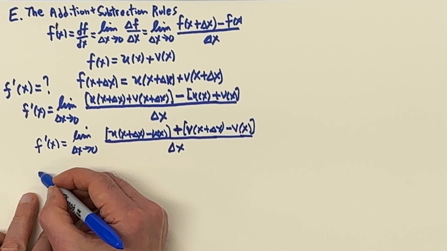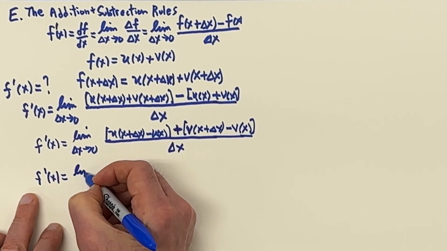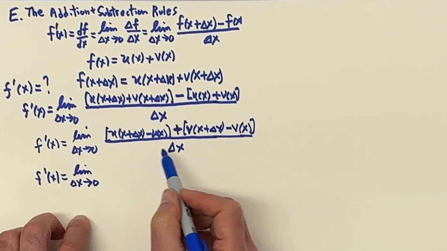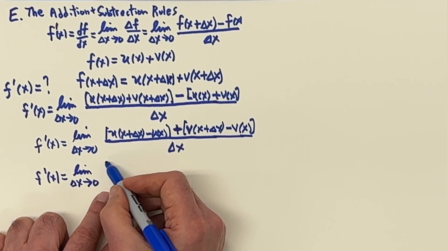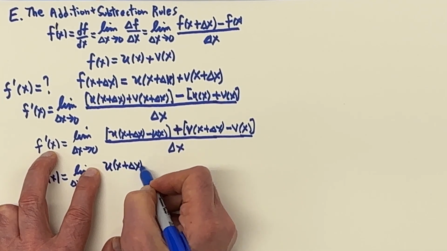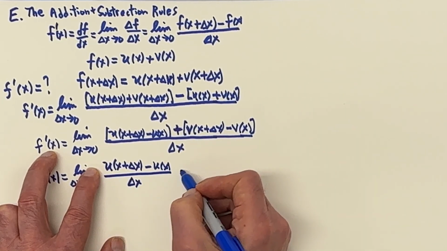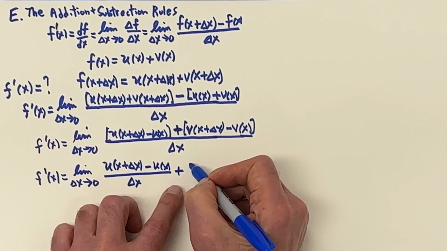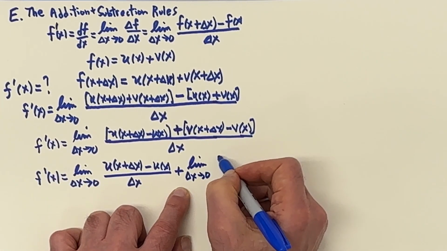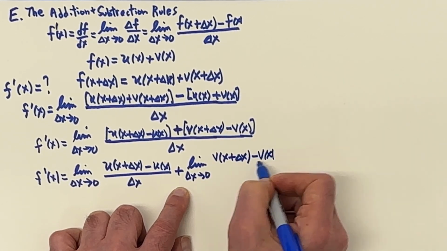Then the next step, and probably by now you may be wondering why I am doing all these steps. You see where we're heading with this. We're going to split these up. So we're going to have here the limit as delta x goes to 0 of u of x plus delta x minus u of x over delta x. And then we're going to have the second one here, the limit as delta x goes to 0 of v of x plus delta x minus v of x over delta x.